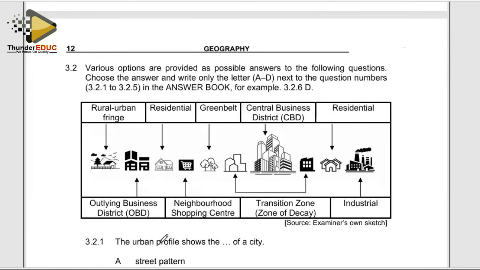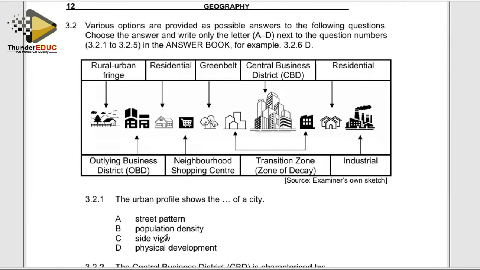Right, let's look at the next question. Next question is looking at the profile of an urban area, from the rural-urban fringe to the residential, the green belt, the CBD, residential. It actually shows us the side view of an urban area, how the urban land use zones are structured as we move out of the central business district.